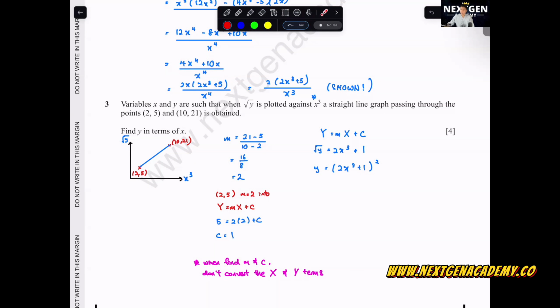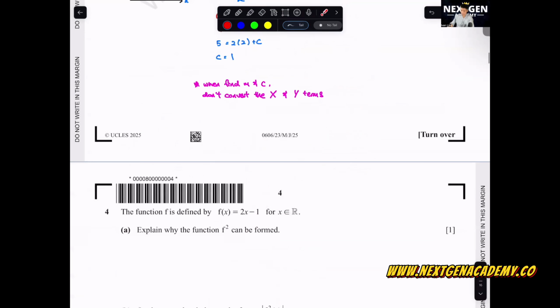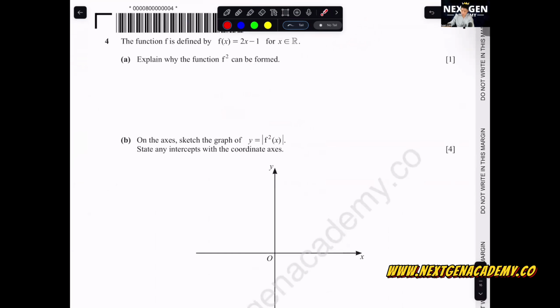All right. Okay, let's go to question number 4. The function f is defined by f(x) equals 2x minus 1 for all x being real numbers. Explain why the function f squared can be formed. What do you write for this one? Why can the function f squared be formed? What is f squared here?